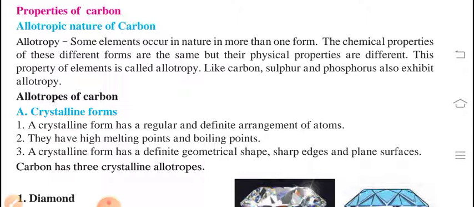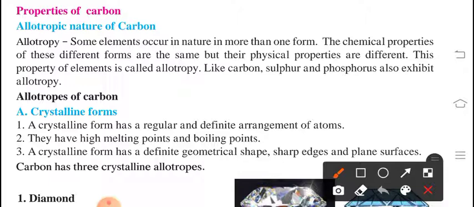So the definition of allotropy is this: the chemical properties of the different forms are the same but their physical properties are different. This property of an element is called allotropy.